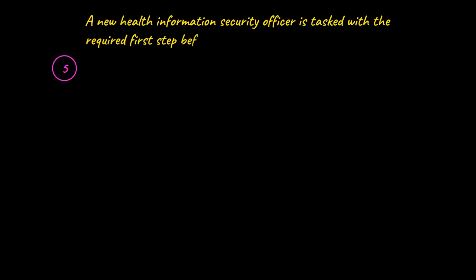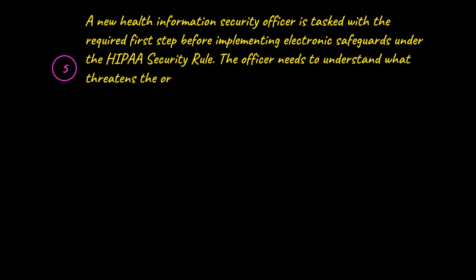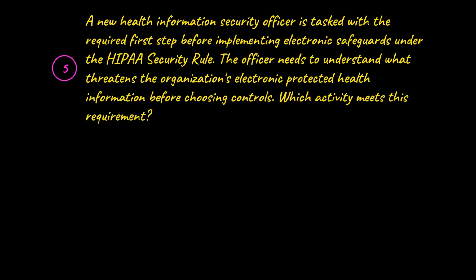Question 5. A new health information security officer is tasked with the required first step before implementing electronic safeguards under the HIPAA security rule. The officer needs to understand what threatens the organization's electronic protected health information before choosing controls. Which activity meets this requirement?